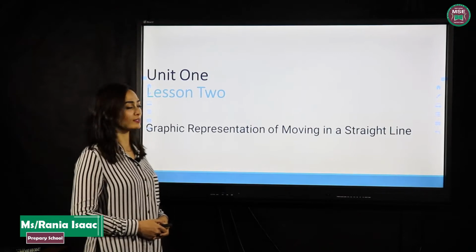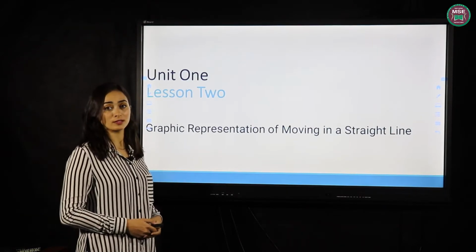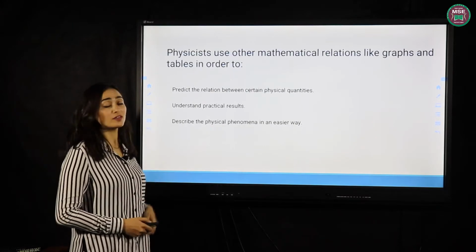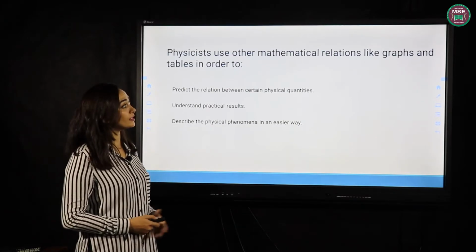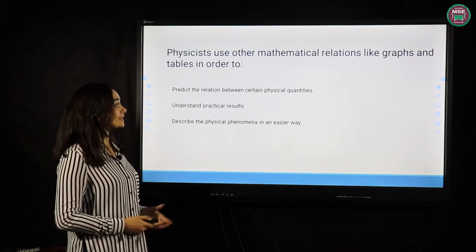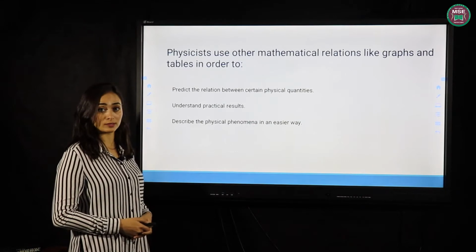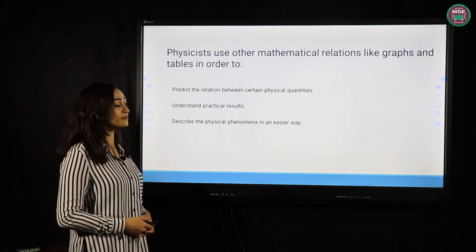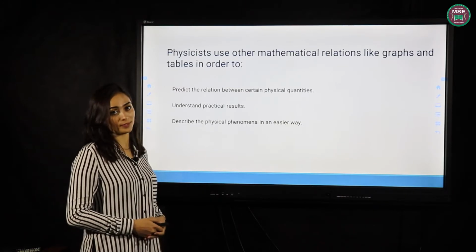Today our Lesson 2: graphic representation of motion in a straight line. First, physicists use mathematical relations like graphs and tables in order to predict relations between physical quantities, to understand practical results, and to describe physical phenomena in an easier way.